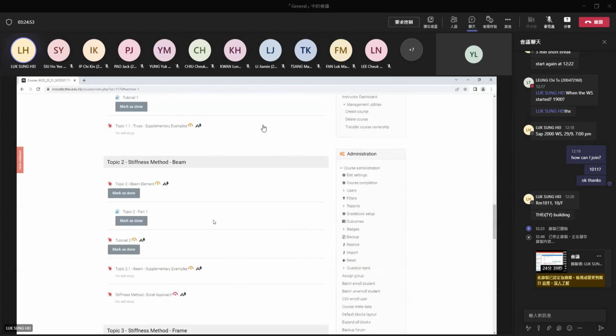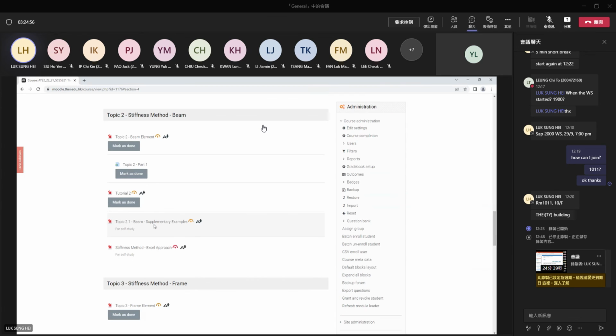We complete topic 2, right? There is one supplementary example under topic 2. So if you want to practice more about beam analysis, you may go to these supplementary examples, okay? There's one supplementary example you may download from Moodle.